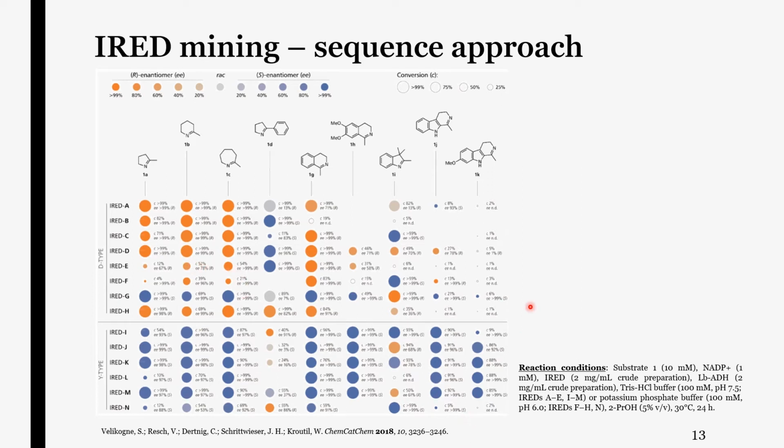During this approach, they could observe activities at 1 milliunits per milligram, and they used as a carbonyl substrate 10 millimolar as well as the amine. And they used the ADH to recycle the cofactor NADPH. And with this they used 5% of isopropanol for the alcohol dehydrogenase, which is a rather nice approach.